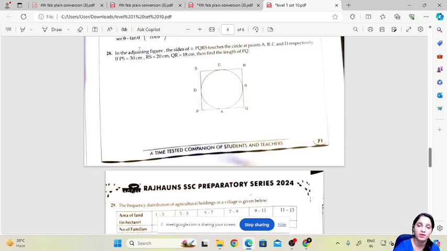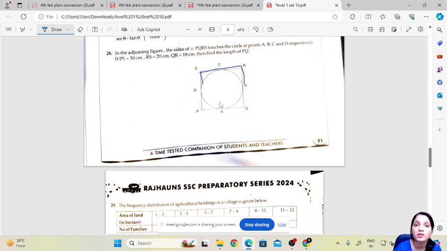In the adjoining figure, the sides of parallelogram PQRS touch the circles at points A, B, C and D respectively. If PS is equal to 30 cm, RS is equal to 20 cm, QR is equal to 18 cm, then find the length of PQ. Now see, these are the tangents here.